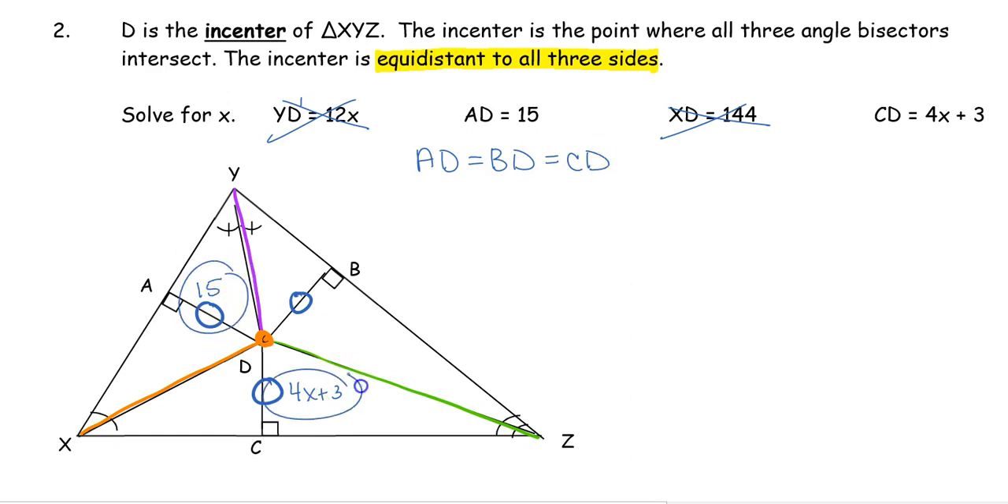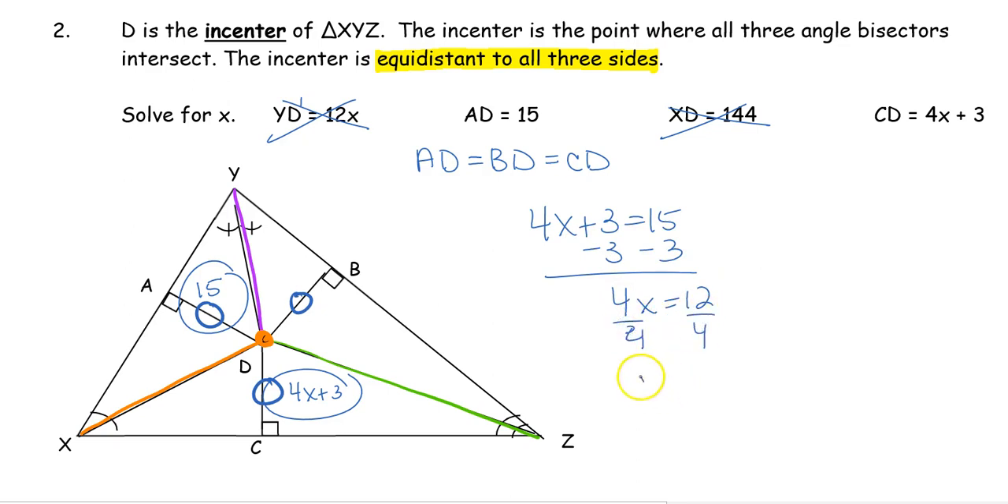We are given these two pieces, so we've got 4x plus 3 is equal to 15. We move our 3 over to get 12. We divide by 4, and we find that x is going to be equal to 3.